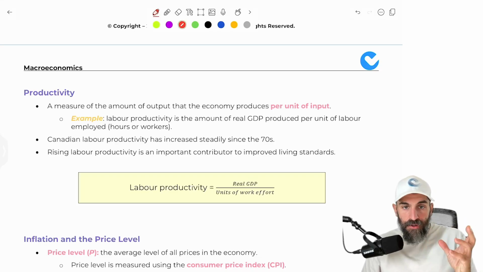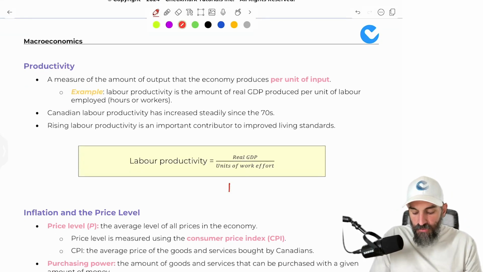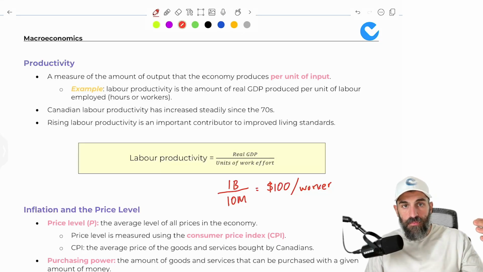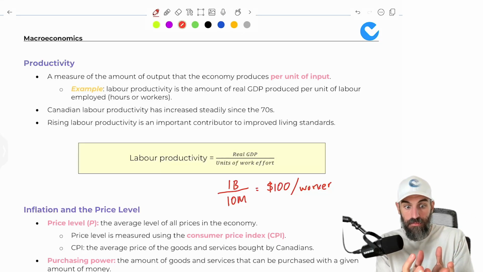The unit itself varies. So say, for instance, a country has a real GDP of 1 billion and it has 10 million workers. This works out to $100 per worker. So that is how productive our workers are. Every worker is producing $100 of GDP. And as this increases, our living standards tend to increase. The more productive we are as a population, the better life within our country is.